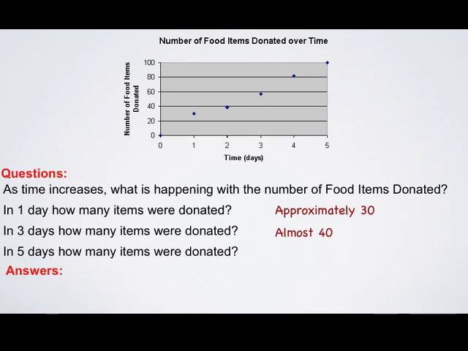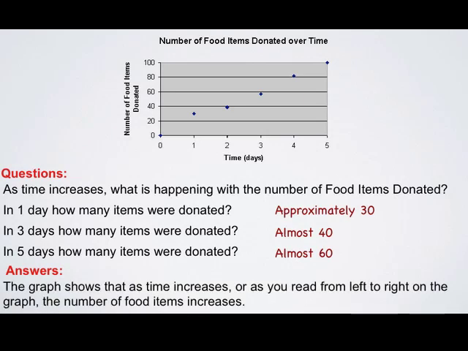In 3 days, almost 40 items were donated. In 5 days, almost 60 items were donated. Answering these 3 questions has allowed us to see the trend. We notice that as the days go on, the number of food items donated increases. So the graph shows that as time increases, or as you read from left to right on the graph, the number of food items also increases.